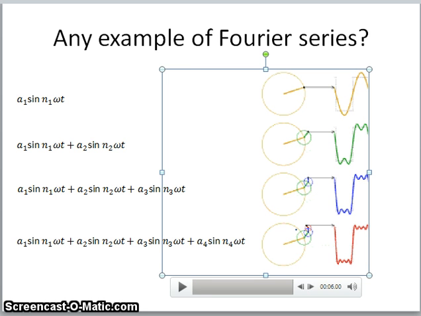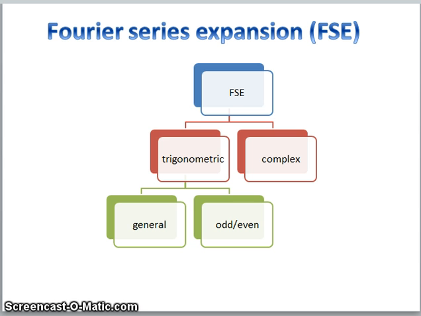Okay, now how can we represent a function, or here a periodic function, using Fourier series? It can be done by Fourier series expansion, and the Fourier series expansion can be done in two ways. First, using trigonometric form. Second, using complex form. So we can use either of these two techniques for us to expand a certain periodic function using Fourier series.